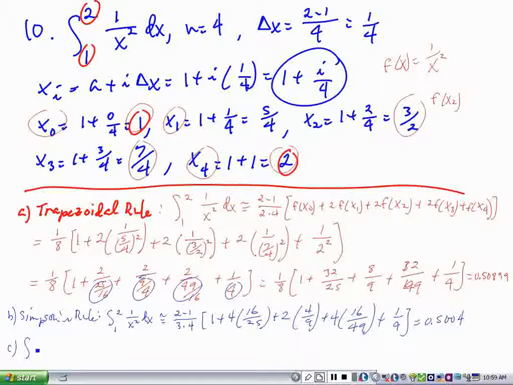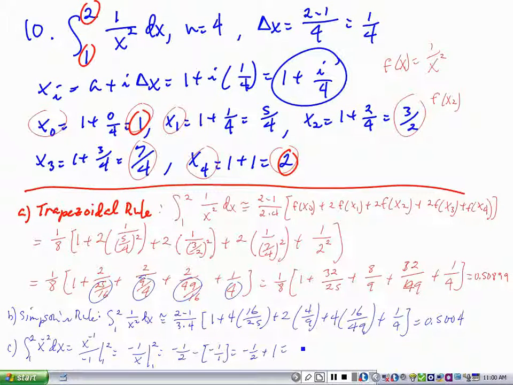Now part C, just calculate this integral directly. This is x to the negative 2, right? So this is x to the negative 1 divided by negative 1, evaluated from 1 to 2. This is negative 1 over x, evaluated from 1 to 2. So this is negative 1/2 minus negative 1 over 1. This is negative 1/2 plus 1, and we get 1/2, which is 0.5.